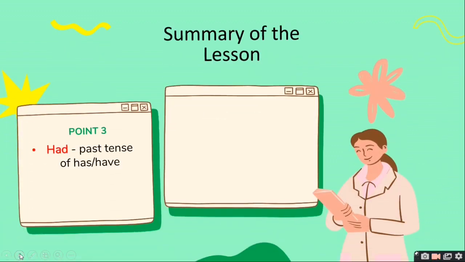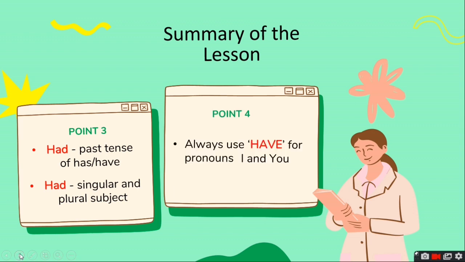Third, had is the past tense of has and have. So we use it to express things we had in the past or events in the past. We can use had with singular and plural subjects. Lastly, the pronouns I and you are always used with the verb have, even if these pronouns are used as a singular subject. They fall under English grammar exceptions that contradict the rules of grammar.